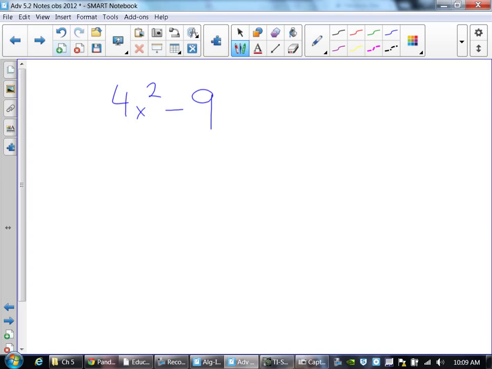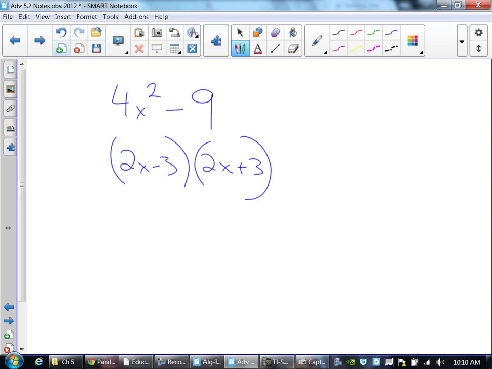4x squared minus 9. What are we supposed to do with this? In this case, there's no middle term. There's no x term. There's no b value. So when you see patterns like this, you ask yourself the following questions. Is the first term a perfect square? Yes. Is the last term a perfect square? Yes. Is that a subtraction symbol? Yes. If you answered yes to all three of those, your solution is one.